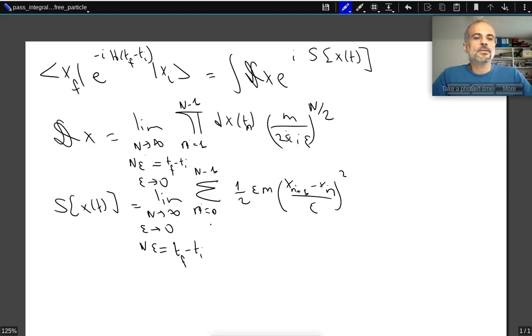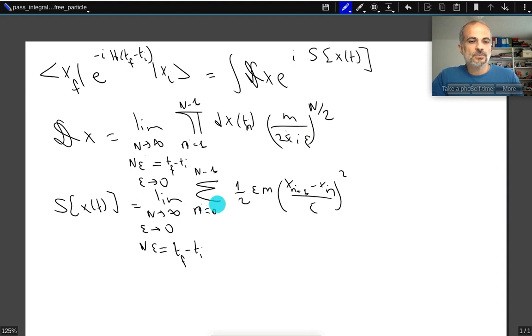Now, as an example, let's look at the Feynman path integral for a free particle. The definition, this was what we had derived for the path integral, where this measure is given as the product of the measures of each one, the positions of the particle at different times. This is the normalization, and the action is given by this sum in the discrete case.